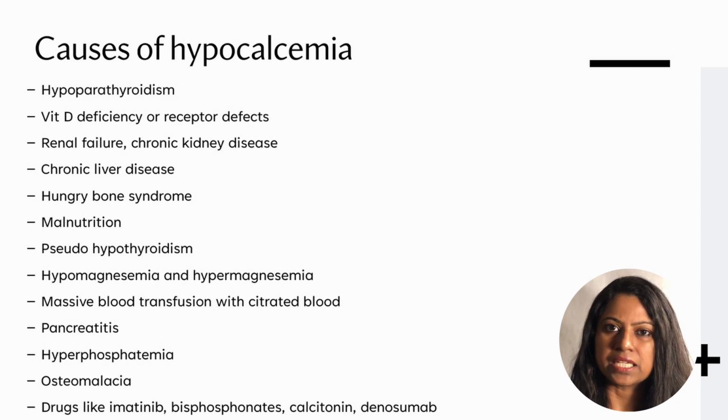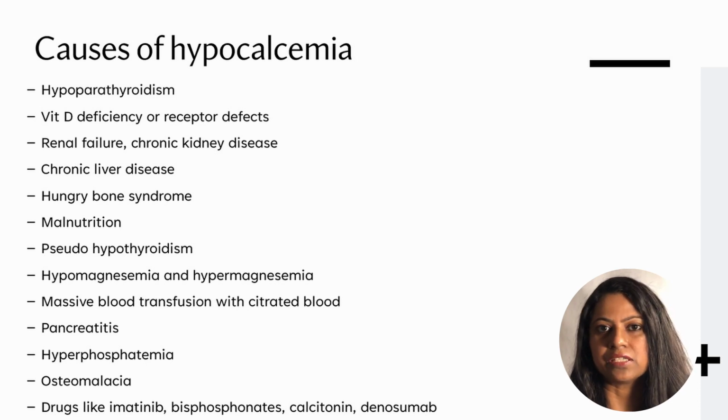Some of the clinical signs that can be elicited are Chvostek sign and Trousseau sign. Chvostek sign is elicited by tapping the facial nerve, which causes facial twitching and paresthesia in the distribution of the facial nerve. Trousseau sign is elicited by inflating a blood pressure cuff in the mid-arm, which then results in carpopedal spasm.